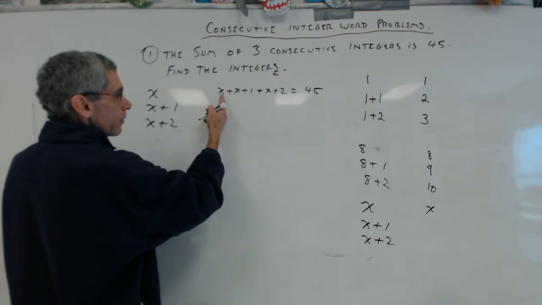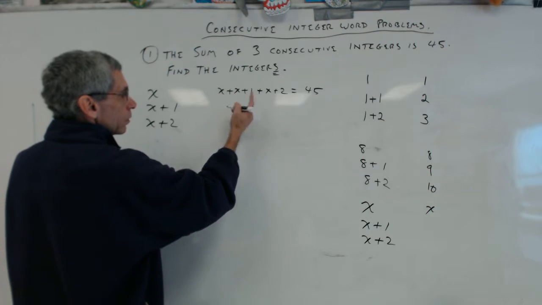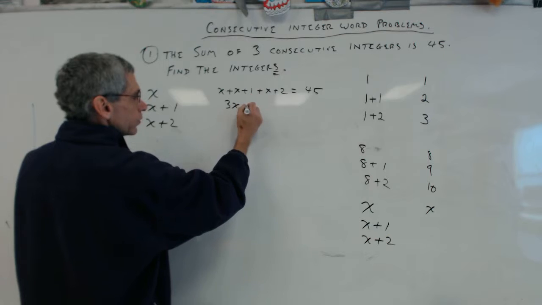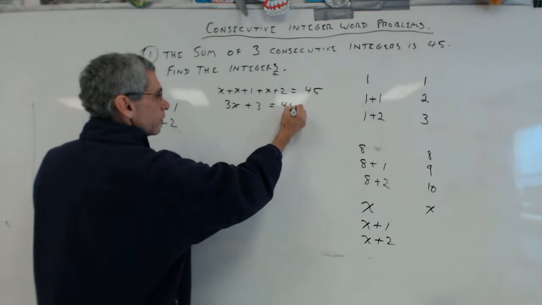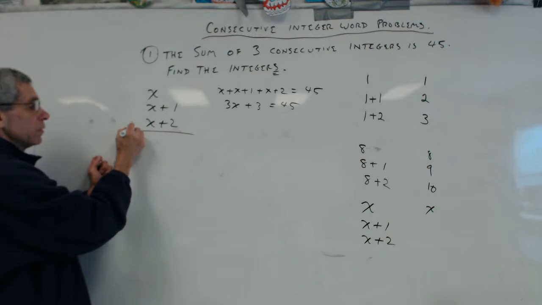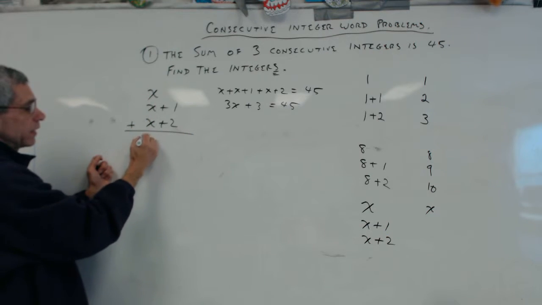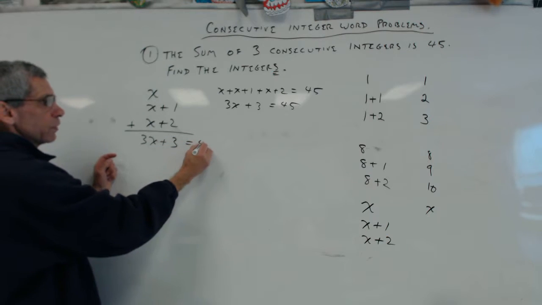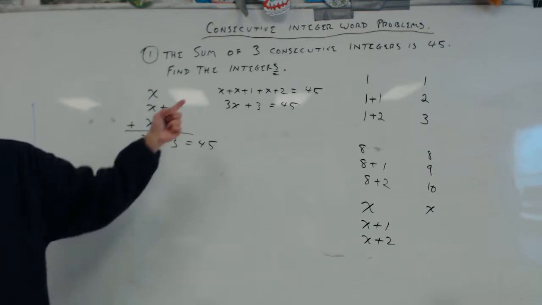And then simplify it. How many x's do I have? 3. So I could say 3x plus 3 equals 45. I like to add them vertically. Look at this. If I add them, how many x's? 3. 3x plus 3, a little easier, equals 45. But it's the same thing. Either way you do it is fine.